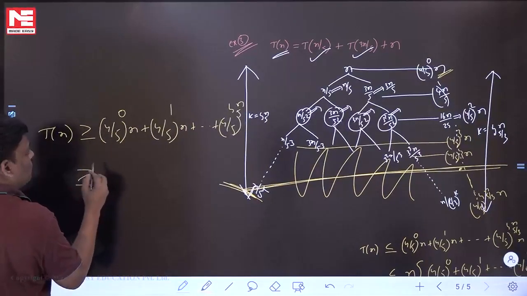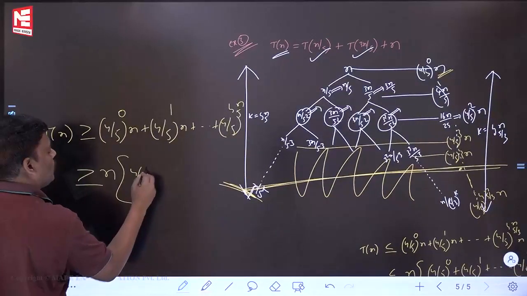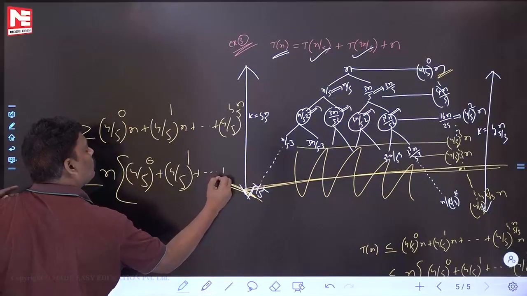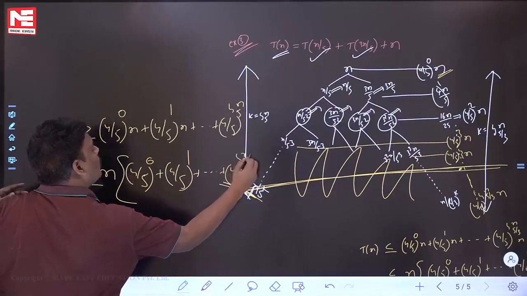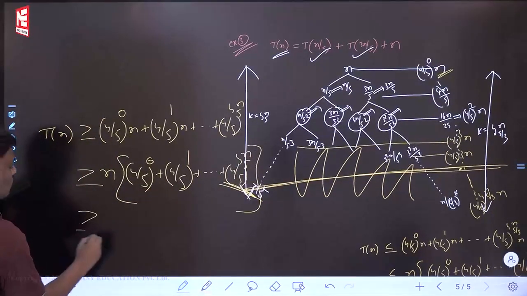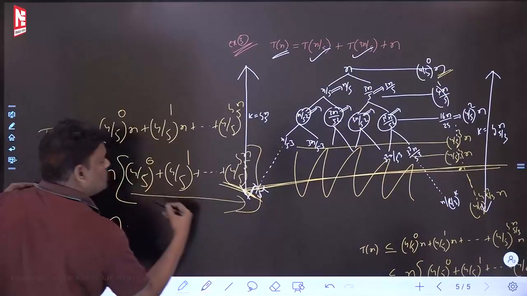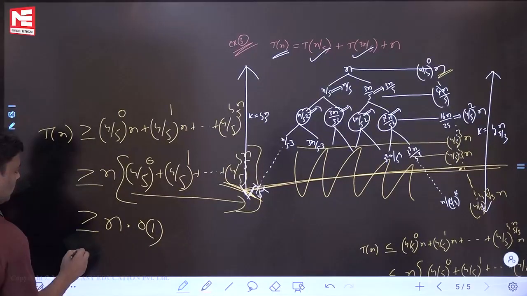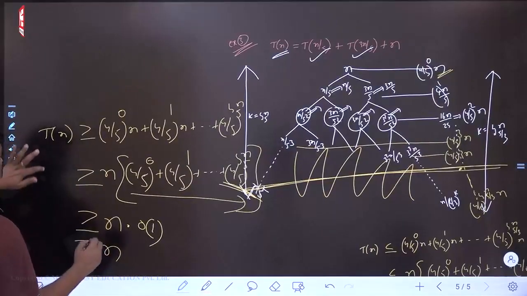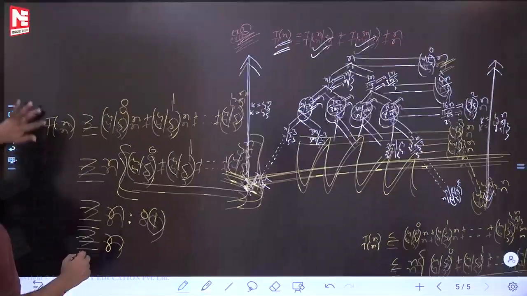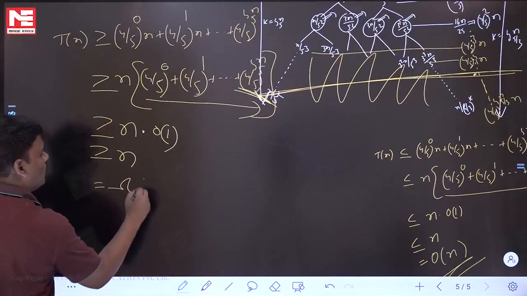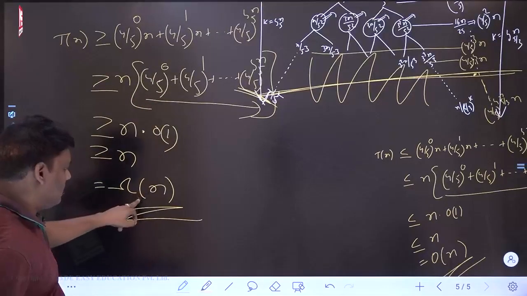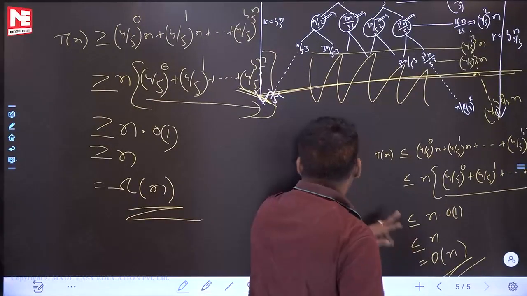This will go to greater than or equal to n common. Remaining (4/5)^0, (4/5)^1, and so on. Lastly (4/5)^(log n base 5). Greater than or equal to some n into everyone now. It is also a GP series, with R value less than 1. If you want, you can calculate, you will get a constant. Finally, greater than or equal to n, which will go to Omega of n.